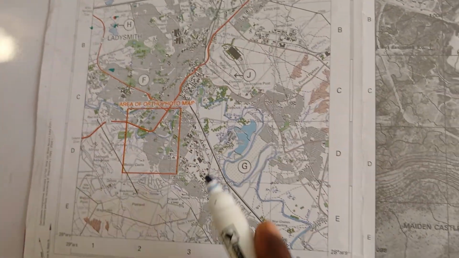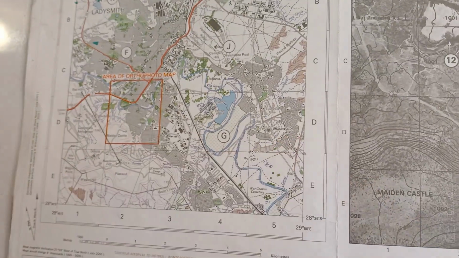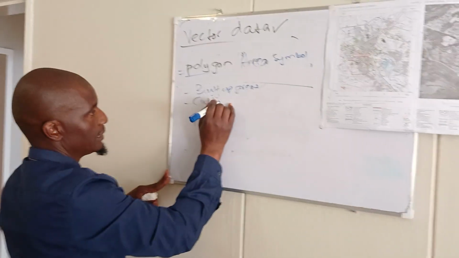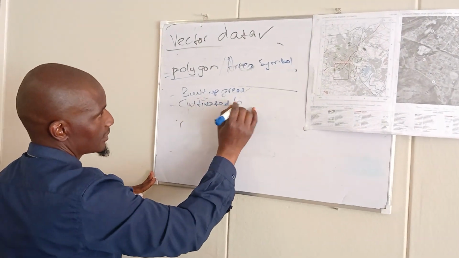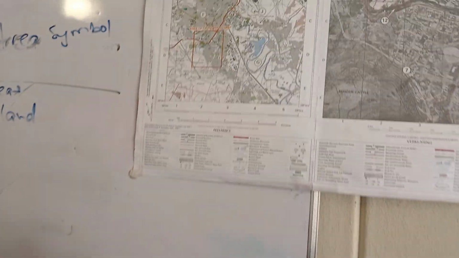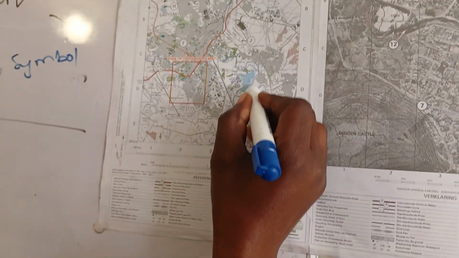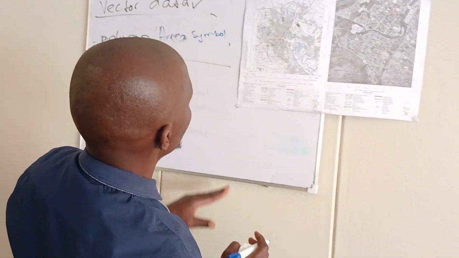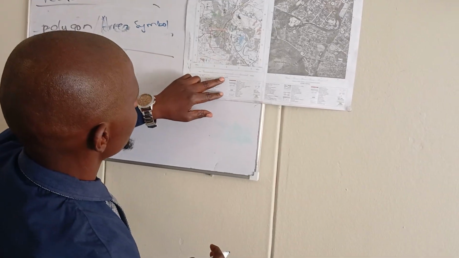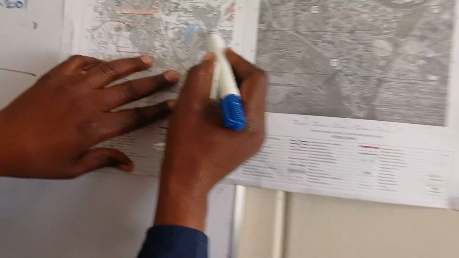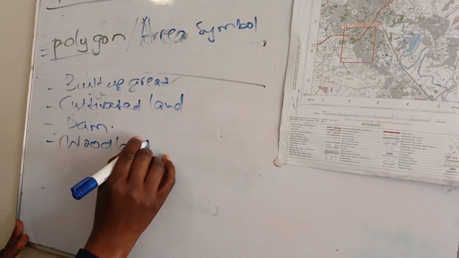Number 2, we are talking about the cultivated land. You can see the cultivated land, this one in green, that's an example of cultivated land. What else can we talk about? We can talk about a dam. This is a dam. It's also a polygon, a dam. Okay. That's also a polygon. What else do we have? That's also a polygon. Okay. You can also check the woodland. The way it's marked here, woodland can also be part of that.